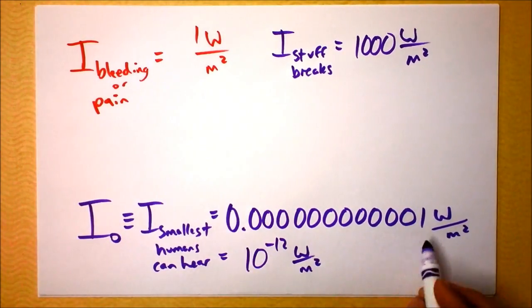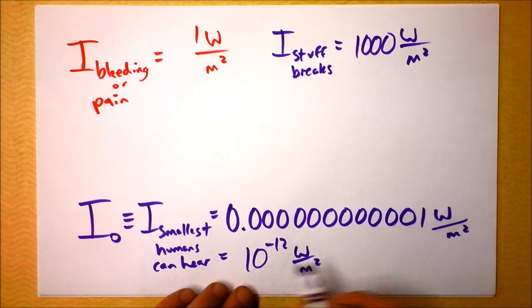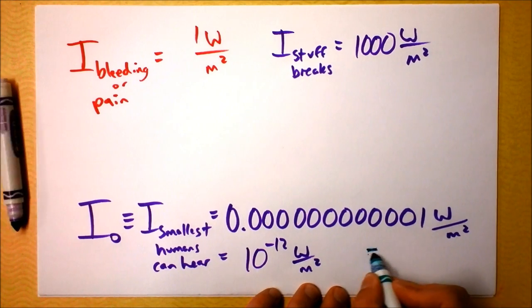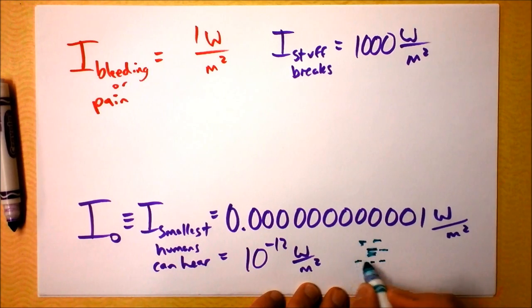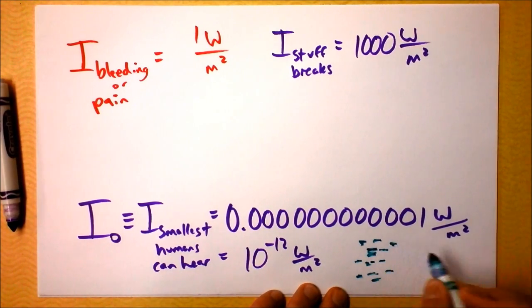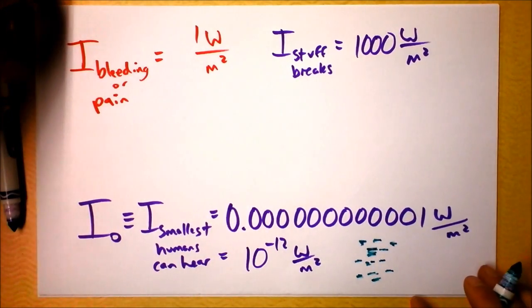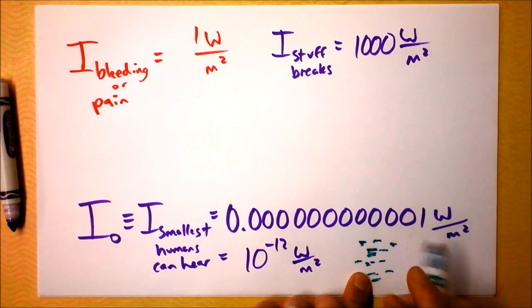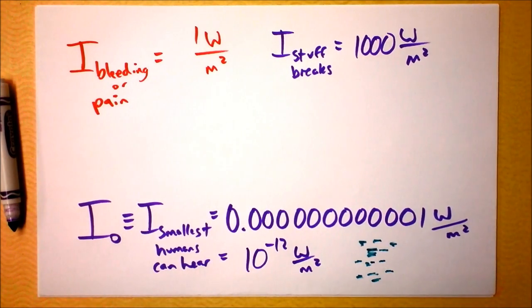So this is an interesting calculation about the smallest intensity that human ears can hear. Sound is a vibration of air particles, right? The air particles right in front of your eardrum are vibrating less than the width of one molecule at this intensity. You can hear it in a perfectly silent room. Your ear is sensitive enough to detect that, which I think is pretty awesome.